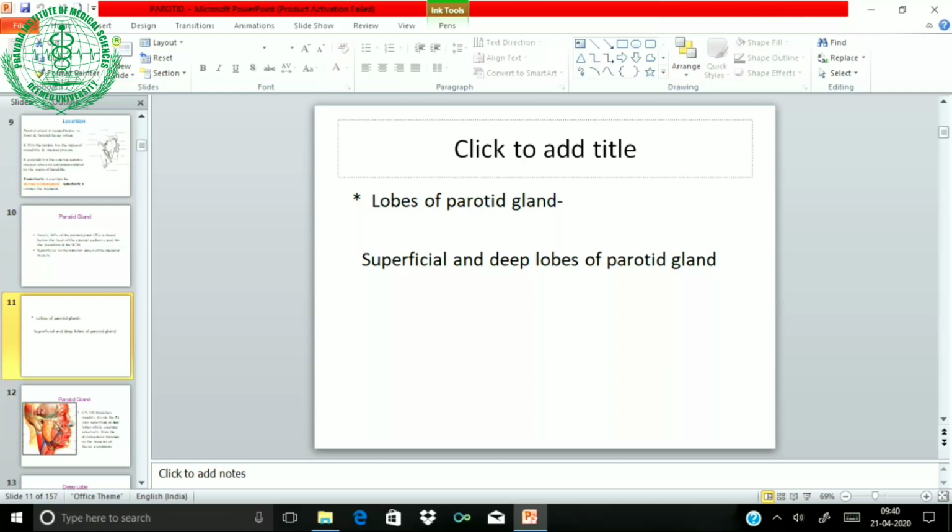In between these two lobes of the parotid gland, there is the presence of the facial nerve, and this facial nerve gives rise to different branches. Due to the branching of the facial nerve, the parotid gland is divided into the superficial and deep lobes in the body.